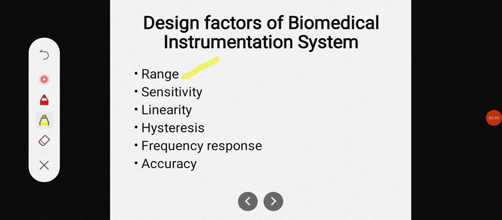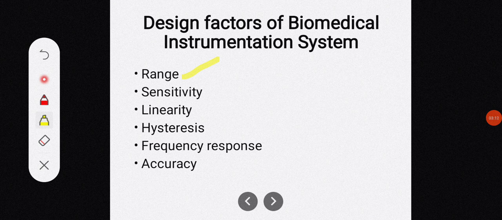Again I am repeating, what is range here? Range means all the physiological parameter amplitude levels, or you can say all the physiological parameter frequency levels for which the biomedical instrument system is expected to operate properly.